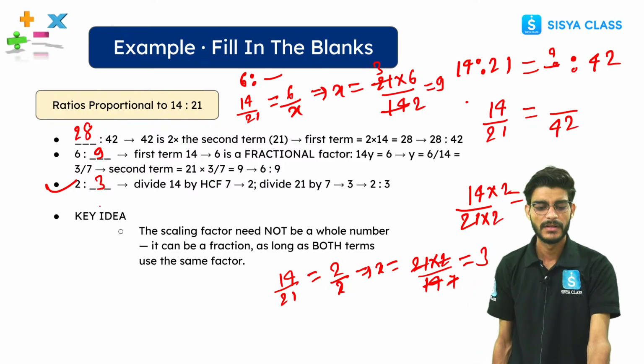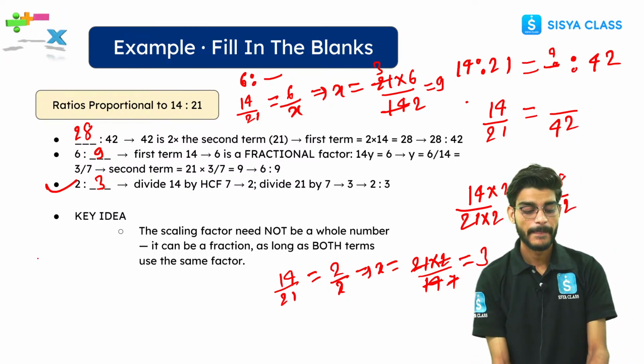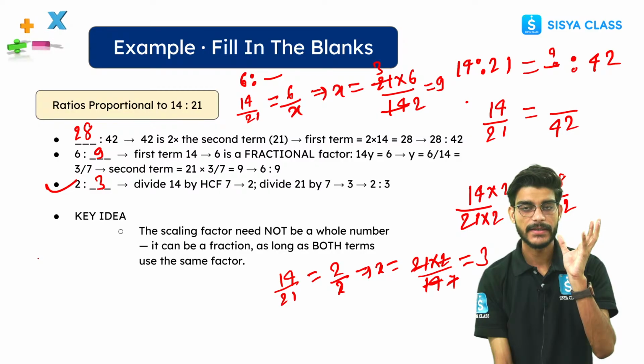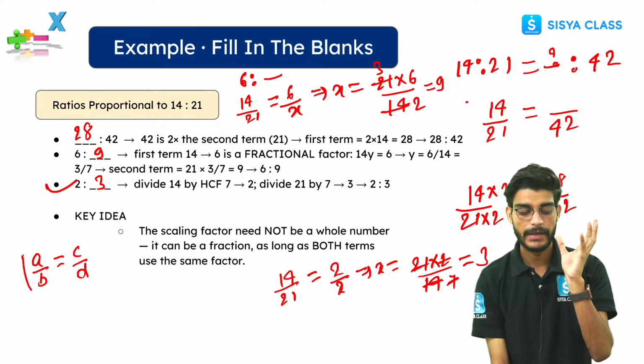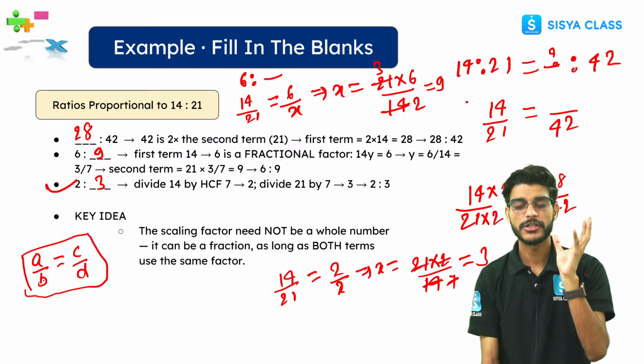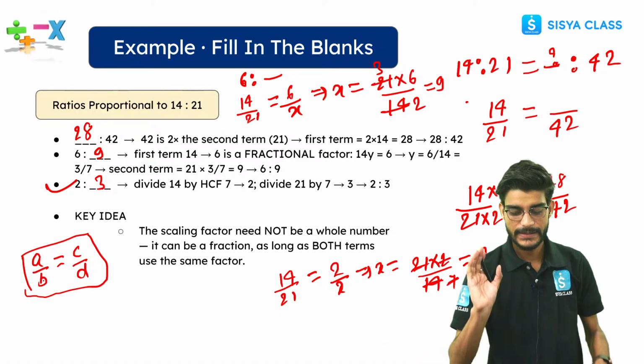That's simple. In all proportionality questions, you have to write in this form: A upon B equals C upon D. If A, B, C, D are proportional, it can be written as A upon B equals C upon D. This is clear to you.